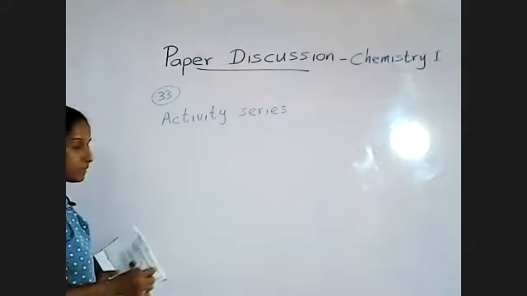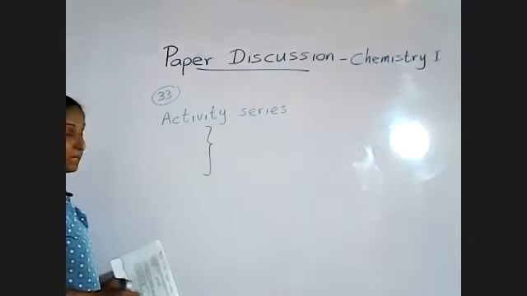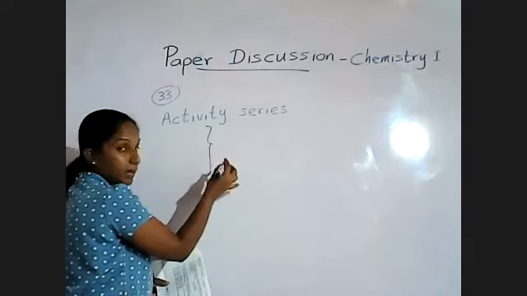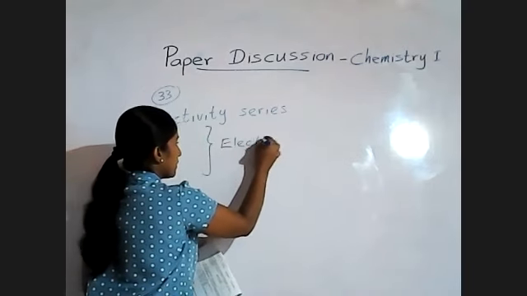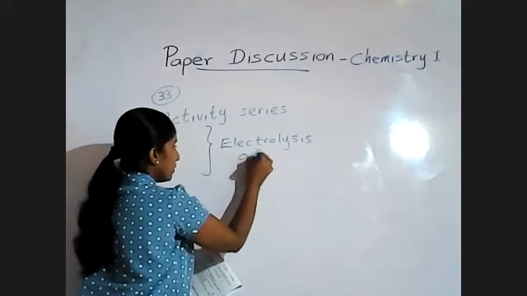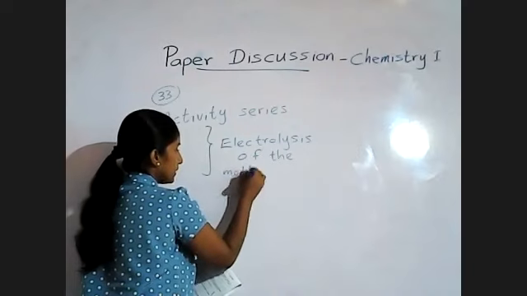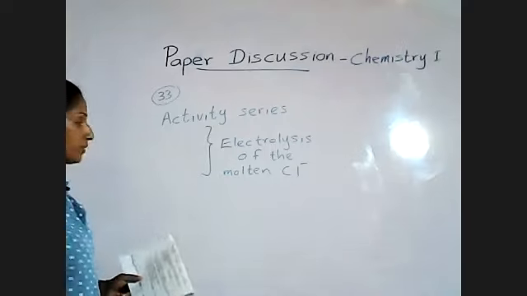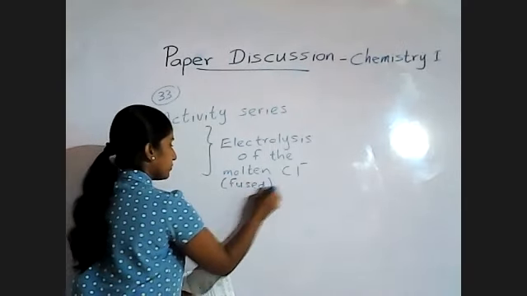Right? The activity series. The metals at the top of the activity series, we extract by the method of electrolysis. Electrolysis of the molten chloride. Molten or fused chloride, both are the same.